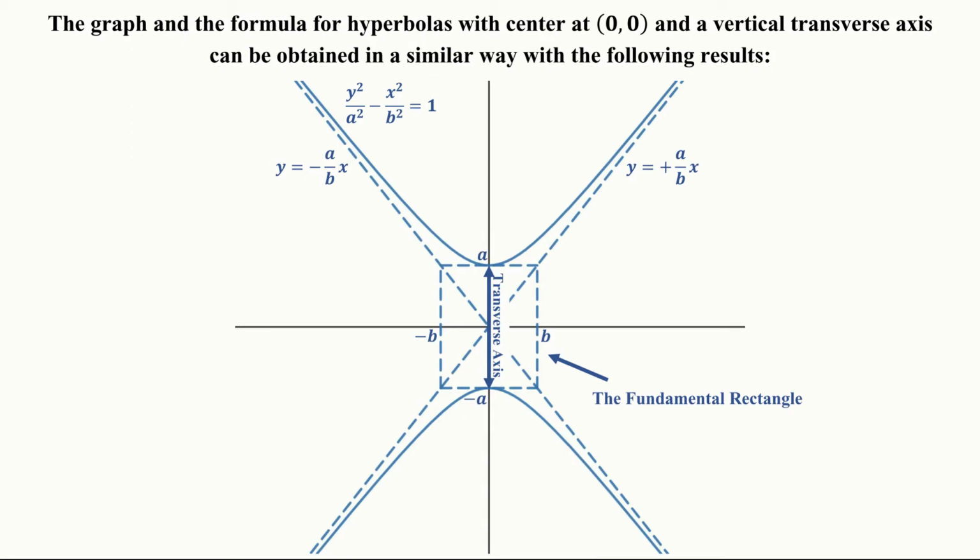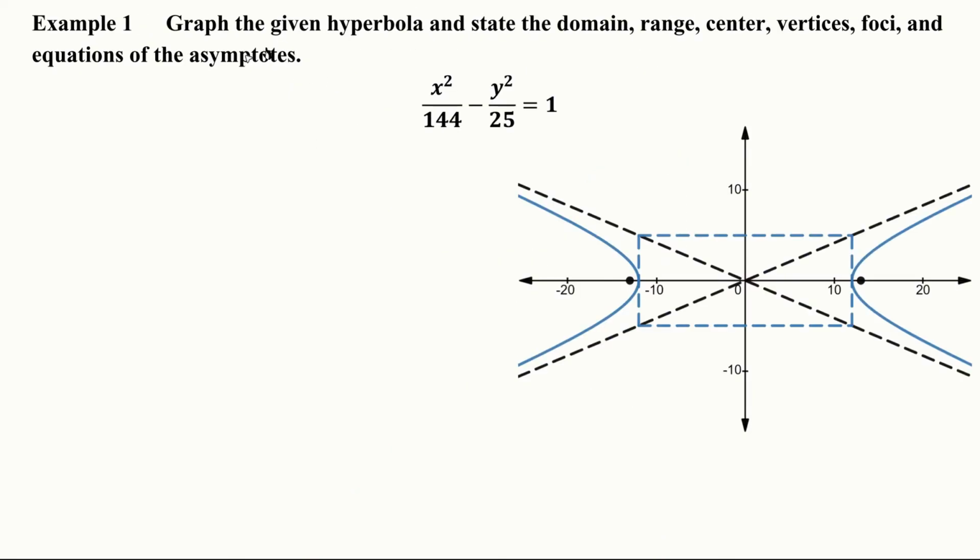And then you can graph your hyperbola. All right, so let's see if we can graph this hyperbola and then state the domain, range, center, vertices, foci, and the equation of the asymptotes. Now, remember that hyperbolas of this kind come in two varieties: one where the x squared term is the positive term and the y squared is the negative, and then vice versa, right? So the vertices are going to be aligned with the positive term, right?